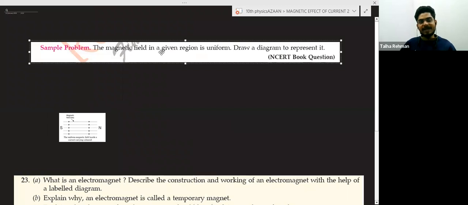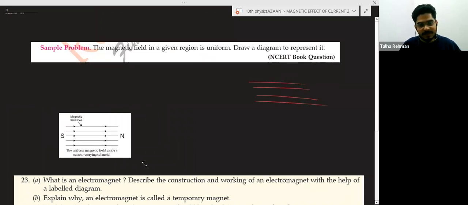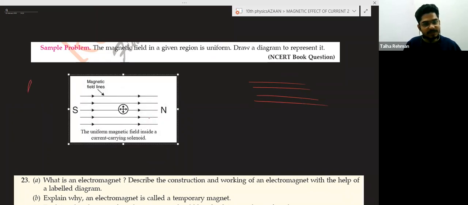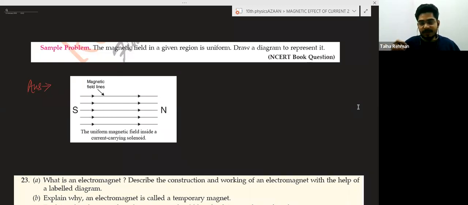So now, the question: the magnetic field in a given region is uniform. Draw a diagram to represent it. A uniform magnetic field is represented by parallel straight lines like this. So basically this will be the answer. We have seen that inside the solenoid the magnetic field lines are parallel straight lines, which means inside the solenoid the magnetic field strength is uniform.